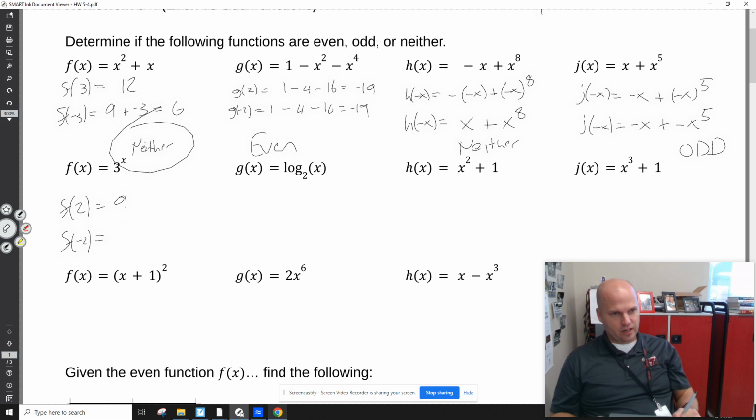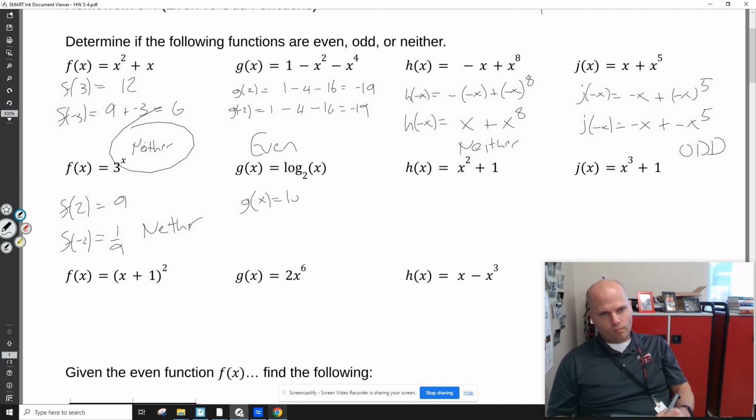3 to the negative second is 1 over 3 squared, which is 1 over 9. This is a neither. It's going to be the same thing here. Let's use 4. Log base 2 of 4 is 2. I can't even plug in negative 4. So it's a neither.